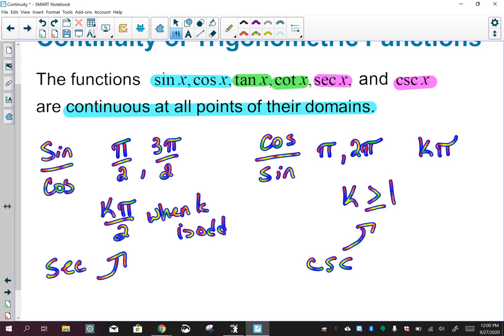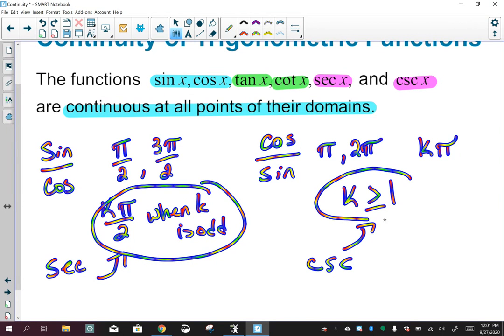Okay? So when you're looking at these, we want to make sure that you understand they're continuous at all their points in their domain except where I have my vertical asymptotes, where my denominators equal 0. And this is how you remember them. Primarily these ones here when you're looking at these.